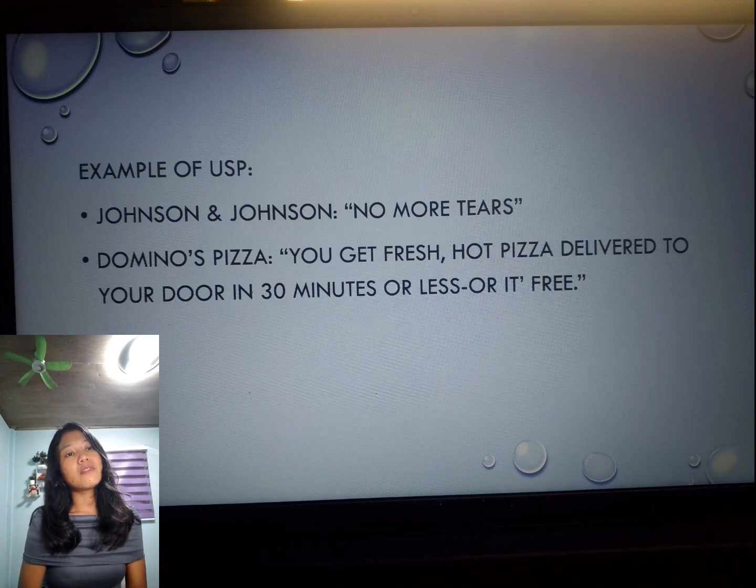An example of a USP is Johnson and Johnson's no more tears. Domino's Pizza: you get fresh hot pizza delivered to your door in 30 minutes or less, or it's free. So that's just one example of a USP that conveys and persuades you, right?